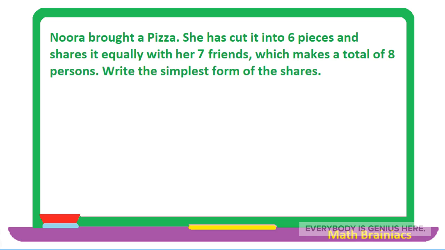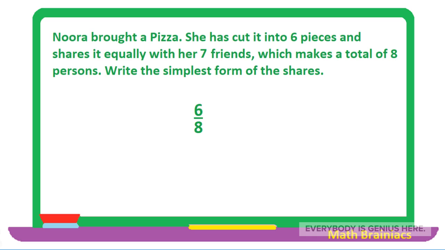Let us work on another example so that you can hit it off. Nura brought a pizza. She has cut it into 6 pieces and shares it equally with her 7 friends, which make a total of 8 persons. Write the simplest form of the shares. Nura plus her 7 friends will make up 8, so we're going to write the fraction 6 all over 8.